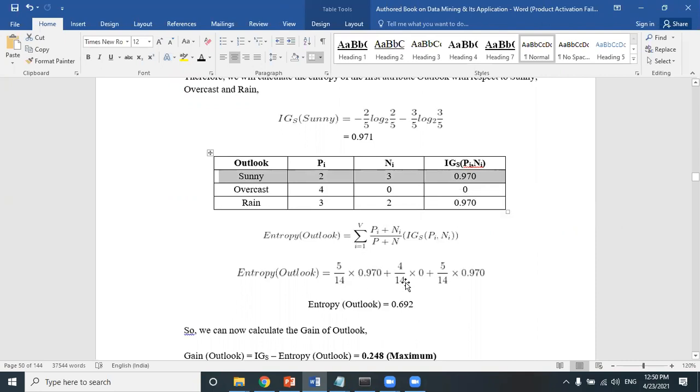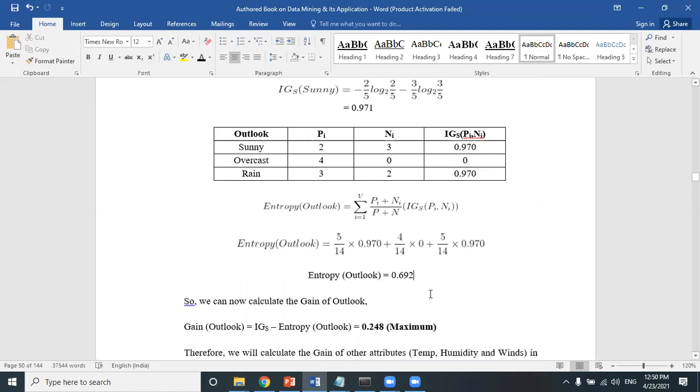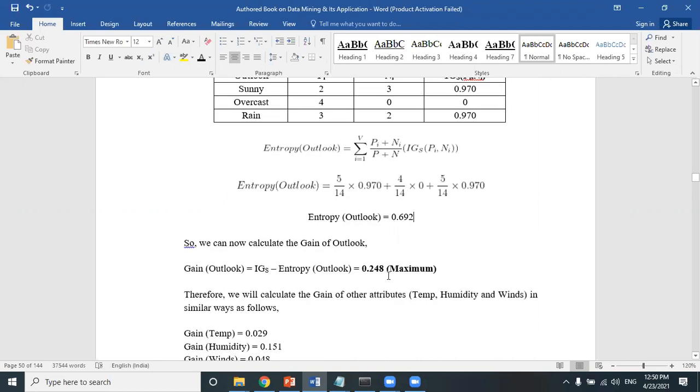Again 4 by 14 with respect to overcast, 4 by 14 into the information gain that we have received with respect to the overcast value of the outlook attribute, that is 0. And then 5 by 14 with respect to rain, and that is also 0.970. And if we add all these values, then the entropy of the outlook will be 0.692. So in this way, we'll calculate the entropy of the outlook.